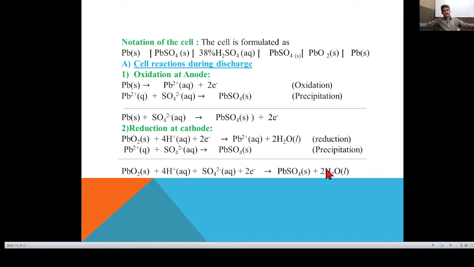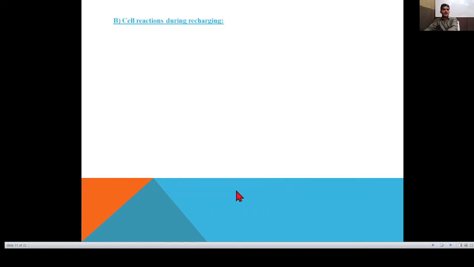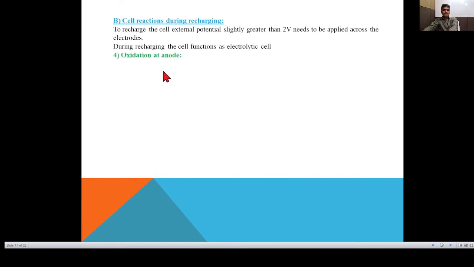After the cell is discharged, we can provide an external circuit. If we provide the external circuit, then it works as an electrolytic cell. In the electrolytic cell, the cathode is negative and the anode is positive. So what is the trick to writing the cell reactions? During discharging, a reaction takes place at the cathode.